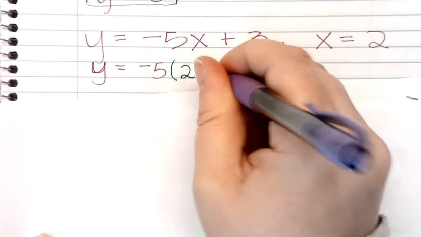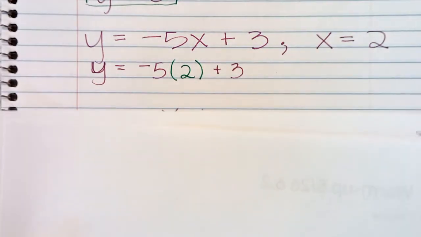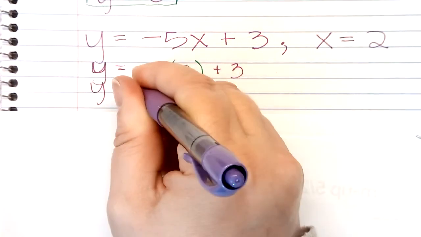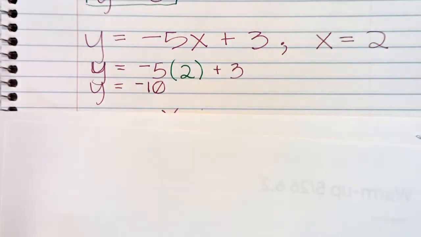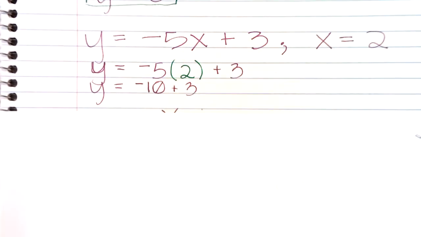2 plus 3. And now I'm going to simplify, and I need to use PEMDAS or my order of operations, so I know I have to do multiplication before I do addition. So I'm going to do negative 5 times 2. So I have y equals negative 10. Use a calculator if you're unsure. And then the rest is plus 3. And now I can add.